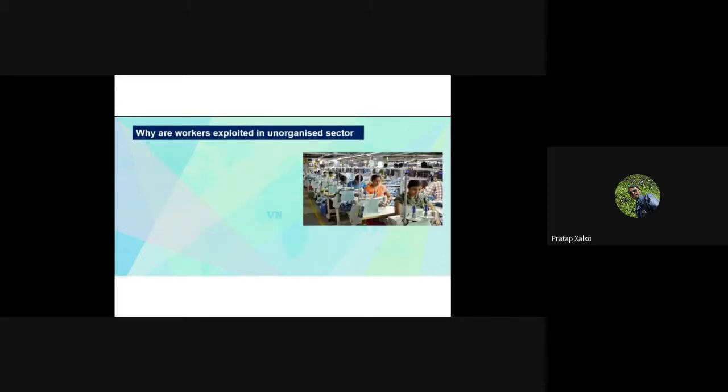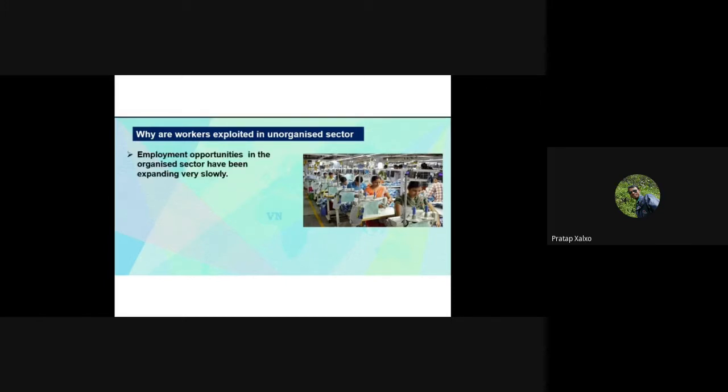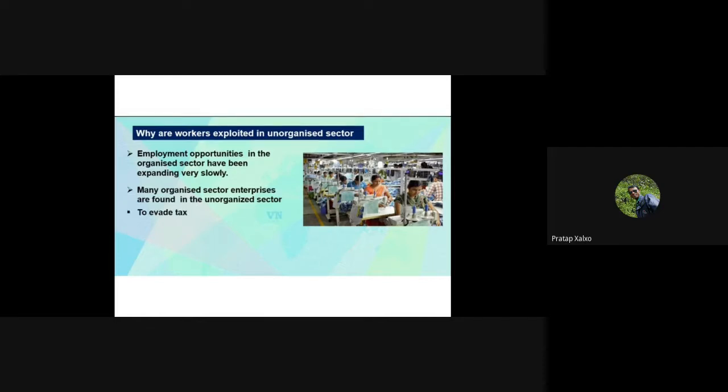Why are workers exploited in the unorganized sector? The reason is employment opportunities in the organized sector have been expanding very slowly. So there are very few job opportunities. Many organized sector enterprises are found in the unorganized sector, and the reason behind it is to evade tax and refuse laws that protect laborers. Since the 1990s, a large number of workers are losing jobs in the organized sector.